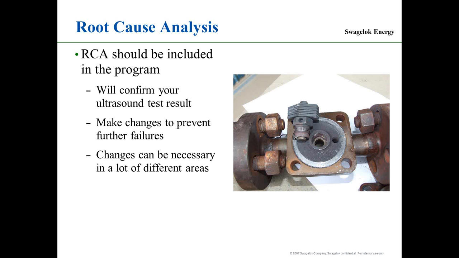The other is really critical. I'm huge on root cause analysis, and I've written several papers on it. I learned root cause analysis from the reliability people, and thank you for teaching me that. I want to stop failure. The only way to stop failure is to understand what caused the failure, and then make the necessary changes to prevent it from occurring again. And that's what root cause analysis does. So it's got to be part of your program for a number of reasons.